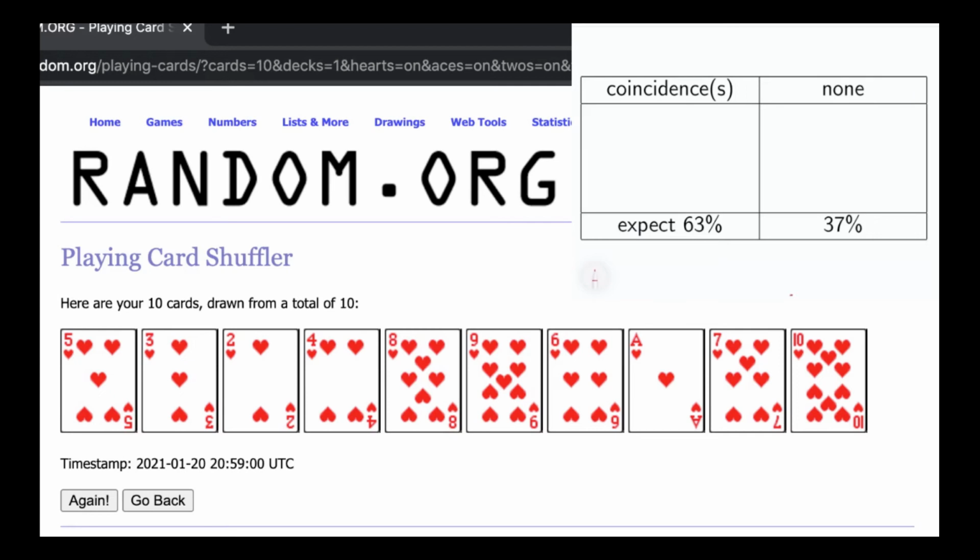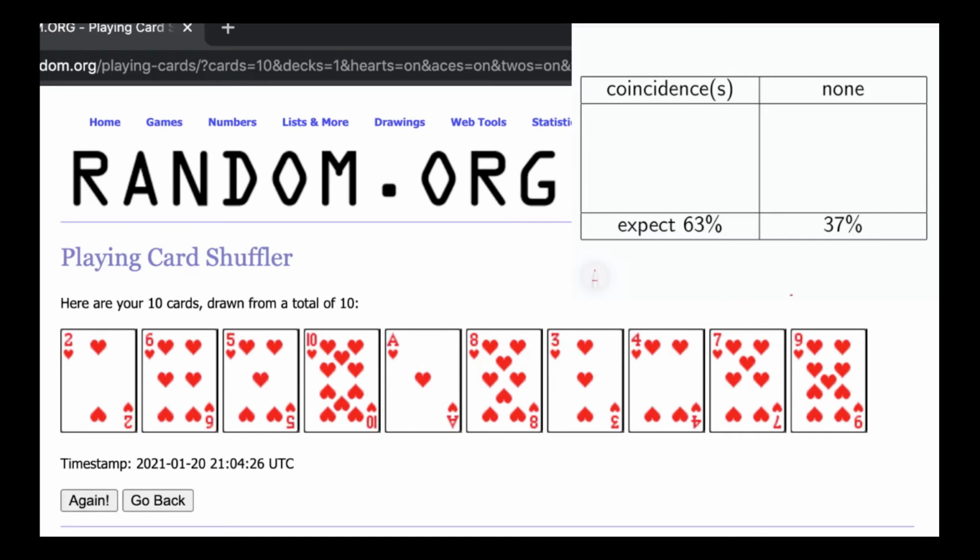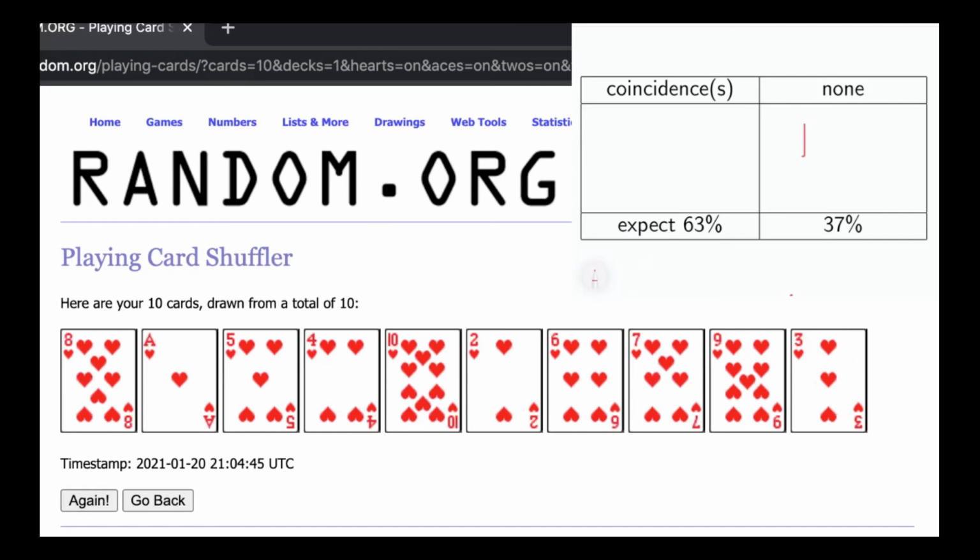So let's draw again. I have to count carefully not to make a mistake. 1, 2, 3, 4, 5, 6, 7, 8, 9, 10. There is no coincidence, so that does count as a derangement. So none means the permutation is a derangement. Once again, 1, 2, 3, 4. 4 is again in its correct position, so there is at least one coincidence. So the permutation is not a derangement.